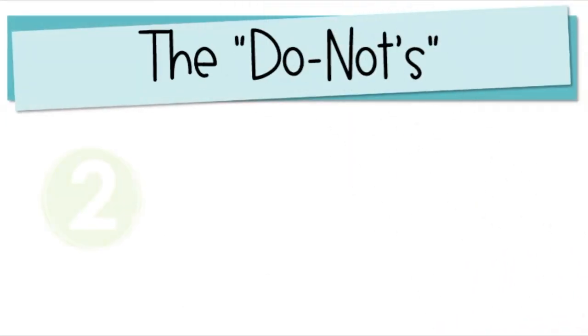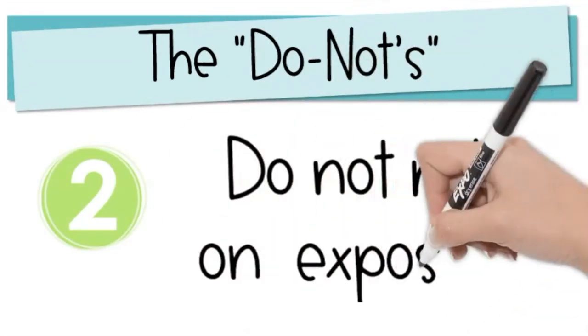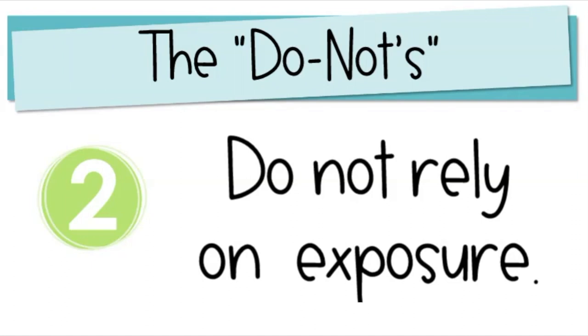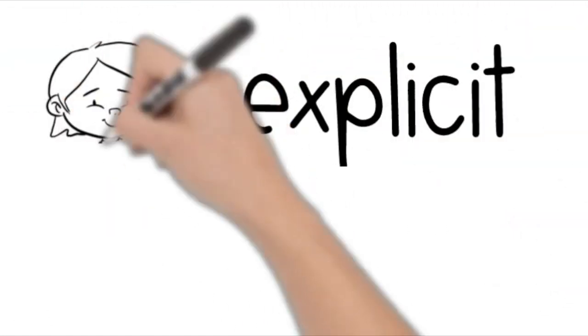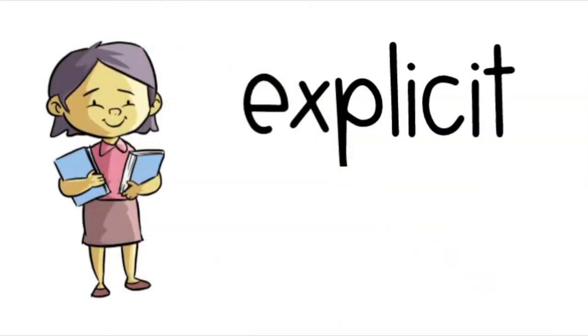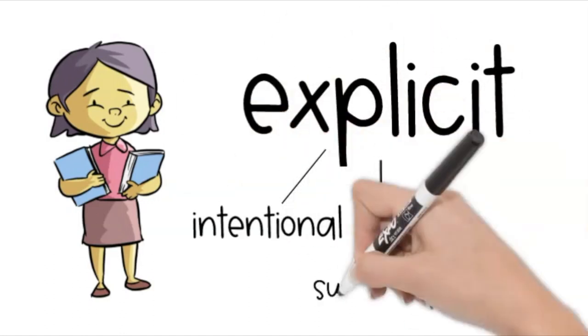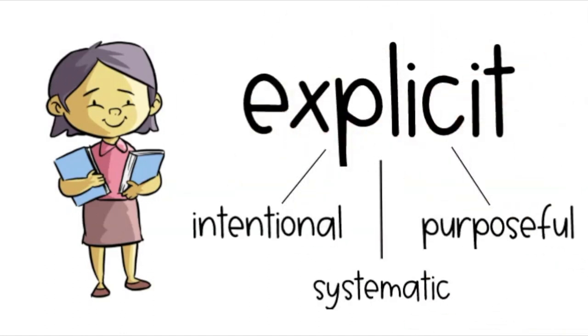The second do not is to not rely on just exposure and having struggling students naturally learn how to read by themselves. This approach can sometimes work for typical students, but it will not work for struggling readers. Struggling readers need explicit instruction, and they need to be built up in those skills that will make them a better reader. Our instruction for struggling readers needs to be intentional, systematic, and purposeful. Relying on exposure alone reinforces bad habits and keeps students floundering, unable to progress until they receive the support that they need.